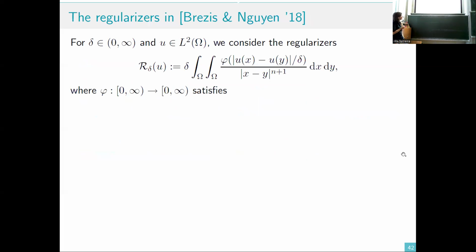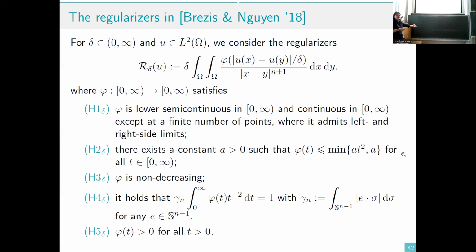So let me start with the Brezis-Nguyen framework. This is the class of regularizers. Here you have the delta both inside and outside. It measures the non-locality in your problem. Now I'm going to present here the list of assumptions that they deal with. It's huge. It's not that difficult. I'm not going into the details. It is just for the sake of completeness. There's nothing too special about it.